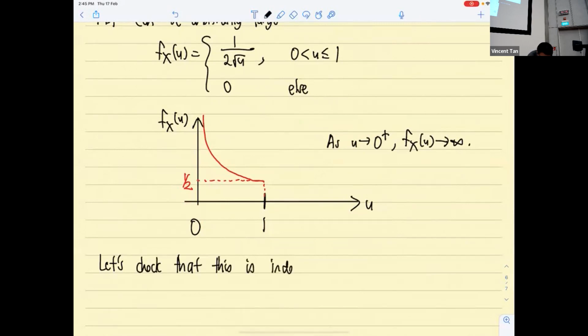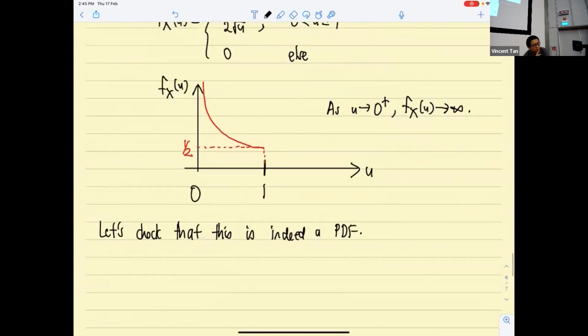Is it indeed a PDF? Now, what do we have to check? We have to check two properties: one is non-negativity and one is normalization. Non-negativity means this whole thing cannot be negative, but obviously from the picture it's not negative, right? There's no need to check. Let's check that this is indeed a PDF. So let's integrate from 0 to 1 of f_X(u) du.